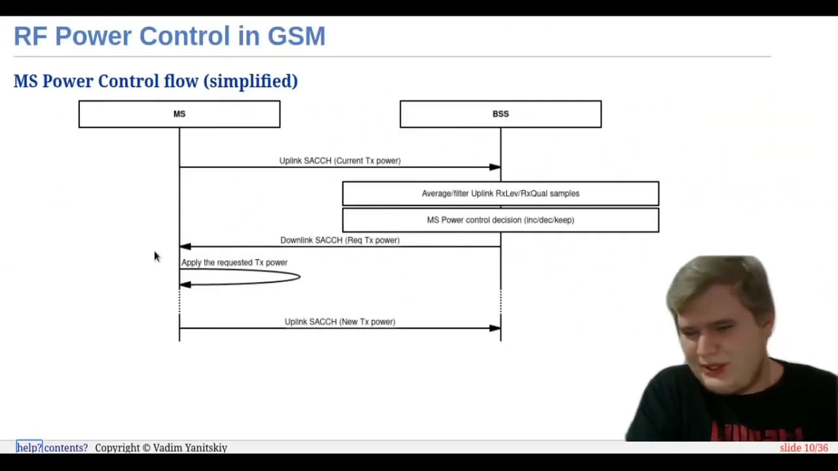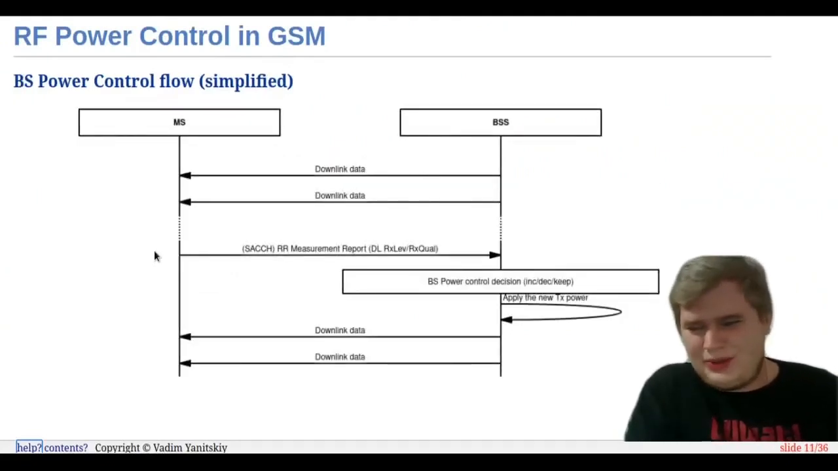The required new transmit power level is signaled back to the MS, also via such channel, downlink such in this case. And when the MS receives this, it applies the transmitted power, and in the next block, it indicates the new TX power that was applied. So that's even slower than half of a second.